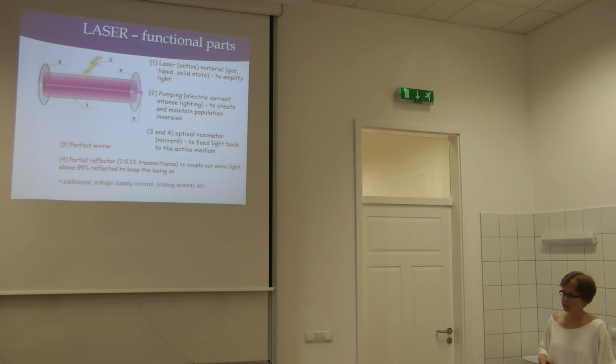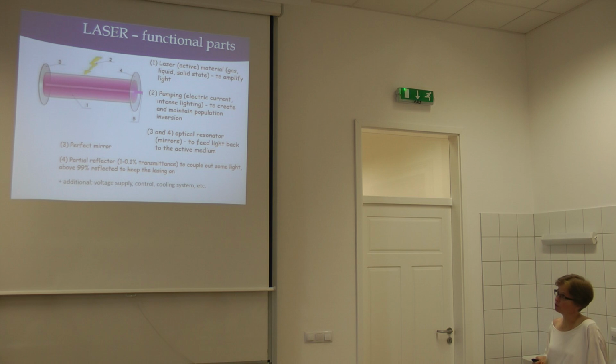From the process that produces the laser light, we can see the main components of lasers that we need. This pink part is called the active material, the laser material, and it can come in different forms. It can be a gas, a liquid, or a solid, and it's there to amplify the light. This lightning bolt indicates that we need some pumping, we need to put the energy in. Basically, the energy is needed to create and maintain population inversion.